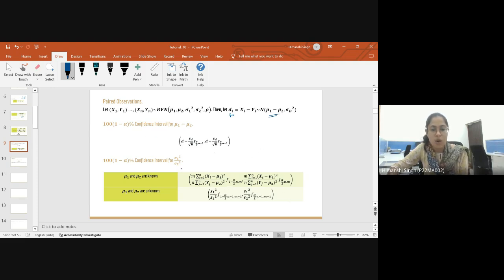Okay, so these are the confidence intervals for the various parameters which we may be interested in. So we will be considering questions based upon all these concepts. So if there is any doubt regarding these concepts, then you may ask. Otherwise, I will be moving forward towards the questions.